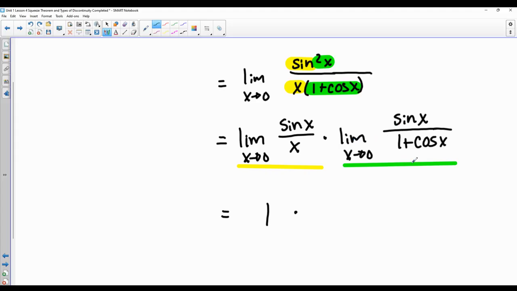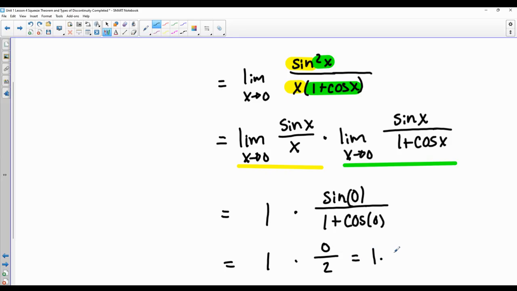The second one, highlighted with green, we can plug in, because when we plug in 0, we get sine of 0 over 1 plus cosine of 0. When we evaluate sine at 0, we get 0. And when we evaluate cosine at 0, we get 1. So this ends up being 1 times 0 over 2, which translates to 1 times 0, which is just 0.